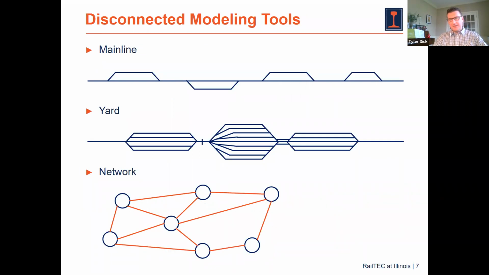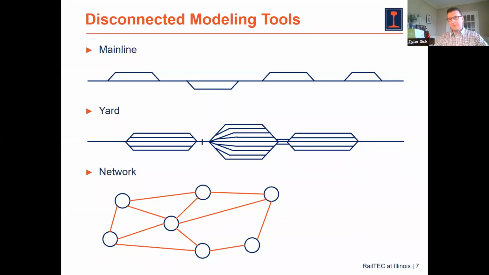When we look at planning research or modeling our network, we have a series of disconnected modeling tools. We tend to have simulation models or different analytical tools to analyze the main line, mainly within the North American context, looking at the meet and pass planning process of trains operating on single track. We have a separate set of tools that we can apply to yard operations, whether that's a simulation model or a queuing model or some sort of analytical approach to analyzing the yard operation. And similarly, we also have network models that take this all to a much higher level.